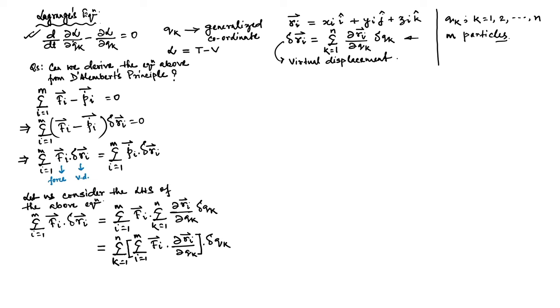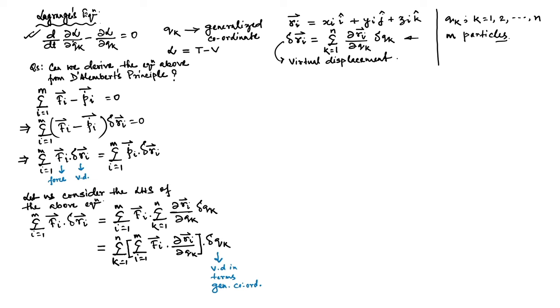So, what do we have on the left hand side? We have force times virtual displacement. That means force times displacement, which gives us the amount of work. Now, if you look at this quantity, so this is the generalized coordinate. So, it is basically the virtual displacement in terms of generalized coordinates, right? So, if I write virtual displacement in terms of generalized coordinate.